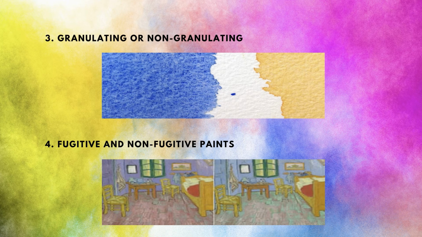As against this fugitive, we have the non-fugitive quality of watercolor that will stay permanent irrespective of the different environmental conditions. It doesn't matter for how long you want to preserve them, the quality and the freshness will remain the same. So this is all about the basic four characteristics of the watercolor medium: transparency versus opacity, staining versus non-staining, granulating versus non-granulating, and fugitive versus non-fugitive.